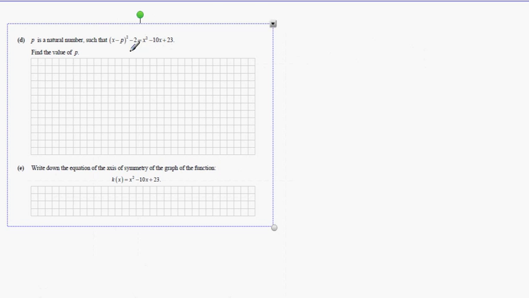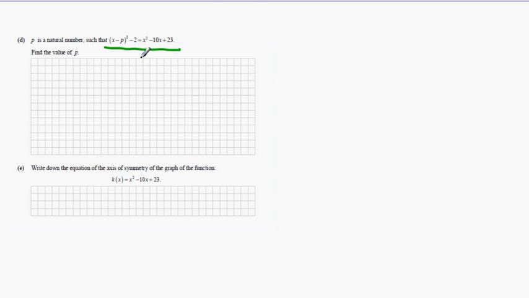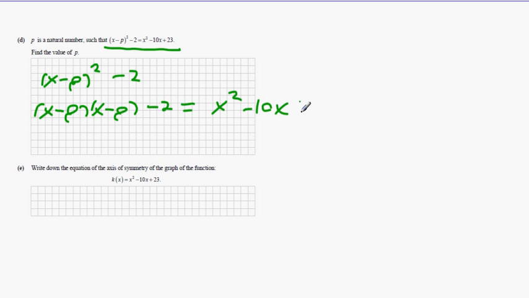P is a natural number such that this side equals this side here. Find the value of P. What we're going to do is multiply it out. So we're going to get (x minus P) squared minus 2, so x minus P multiplied by x minus P, minus 2, equals x squared minus 10x plus 23. And what we're going to get is x squared minus 2px plus p squared. That's it there.